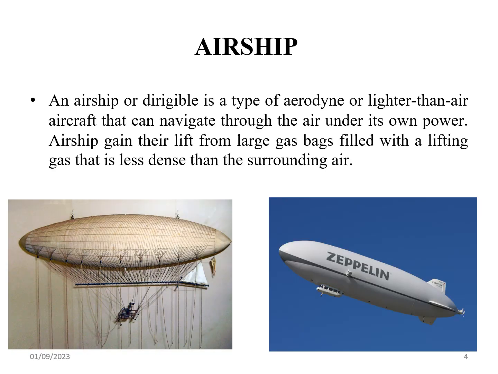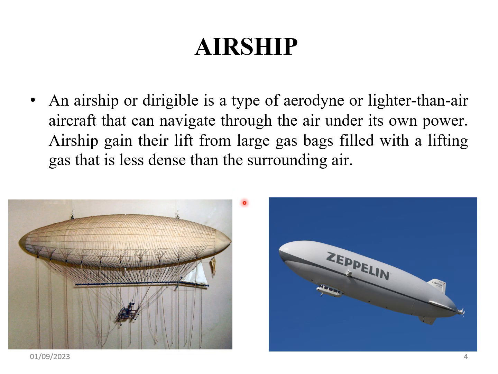Lighter than air aircraft are classified into three types. First one, airship. Second one, free balloons and captive balloons. And the last one is hot air balloon. An airship or a dirigible is a type of aerodyne or lighter than air aircraft that can navigate through the air under its own power. The airship gains its lift from large gas bags filled with a lifting gas that is less dense than the surrounding air. Usually they go for hydrogen or helium.